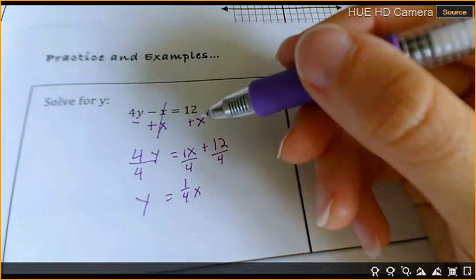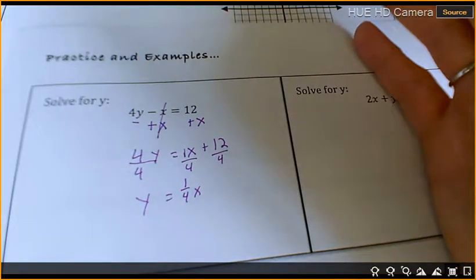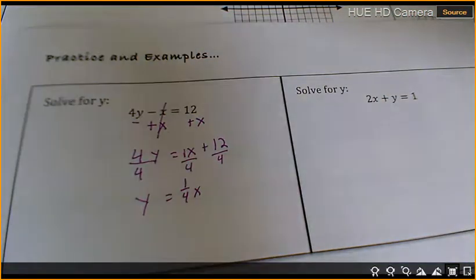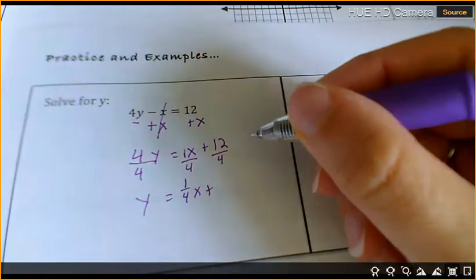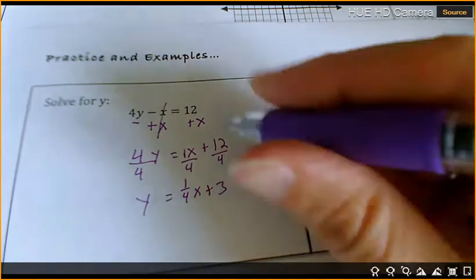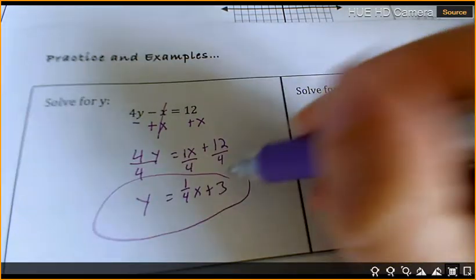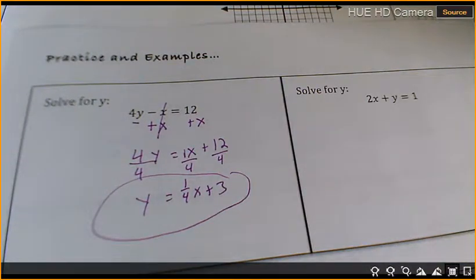If we have an x, we know there's a 1 in front of it, right? Because if we had 0x, we just wouldn't have anything there. So it's 1/4 x plus 12 divided by 4 is 3. Okay. That's it. It's solved. Because we want to get y by itself. That's the whole point.